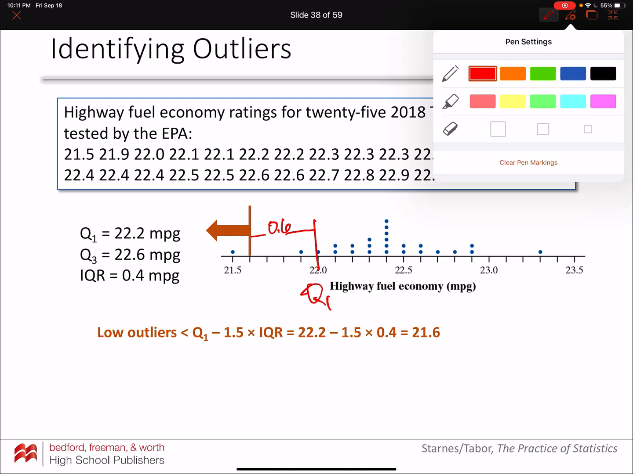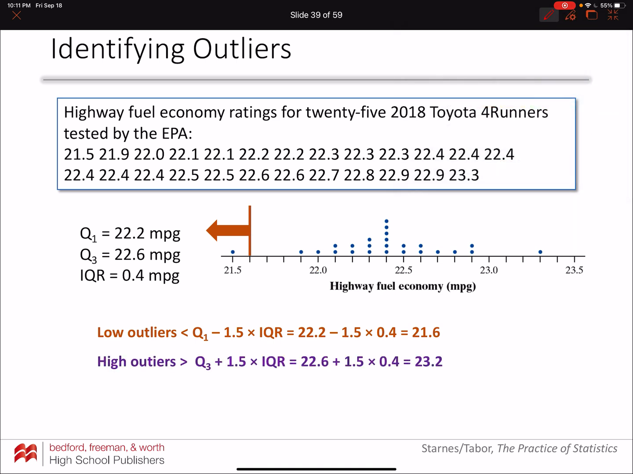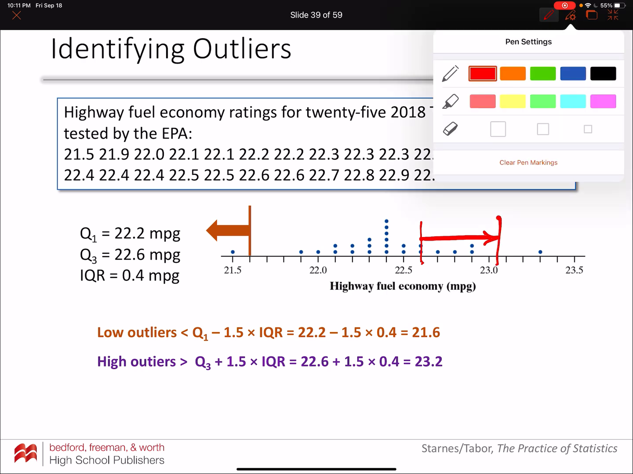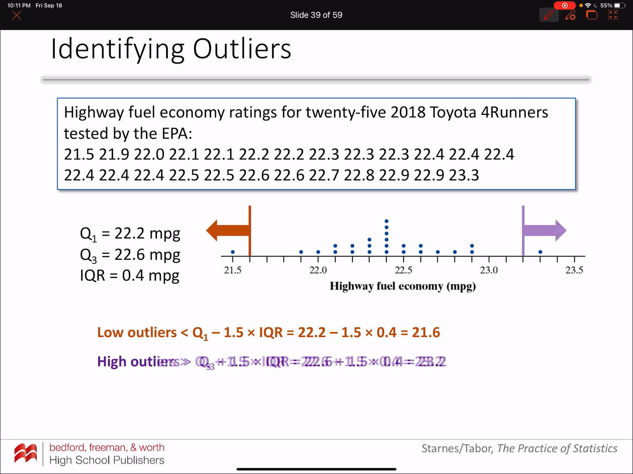Likewise, on the high end, we would find Q3, which we said is 22.6, which is there, and go 0.6 in this direction, and we get this wall over here. Oh, I'm sorry, I didn't draw it in the right place. Anything to the right of that purple line is an outlier. So the math is actually very simple. It's arithmetic. But it gives us an idea of how to say what's an outlier and what's not.